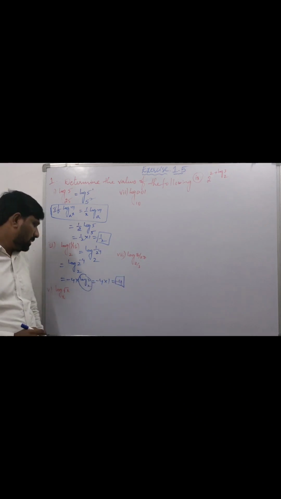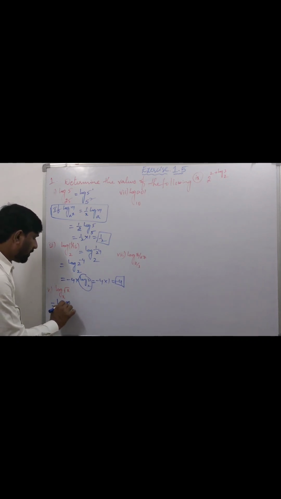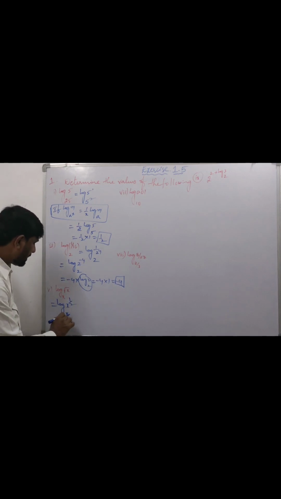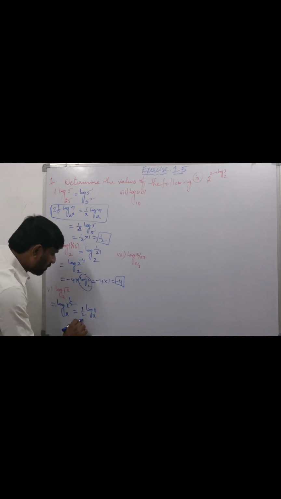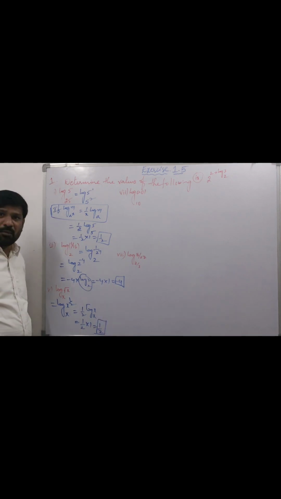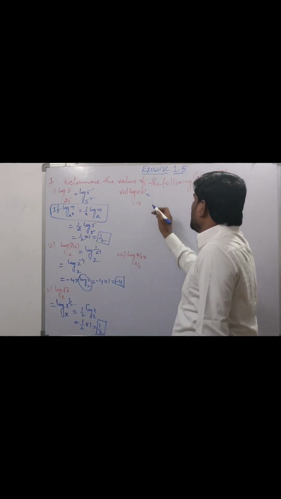Right. Now logarithm of root x to the base x. Simple here also: root x is nothing but x to the power 1 by 2. Here the base is x, so we get 1 by 2 into logarithm of x to the base x, which is 1 by 2 into 1, so the answer is 1 by 2. Are you following everybody?